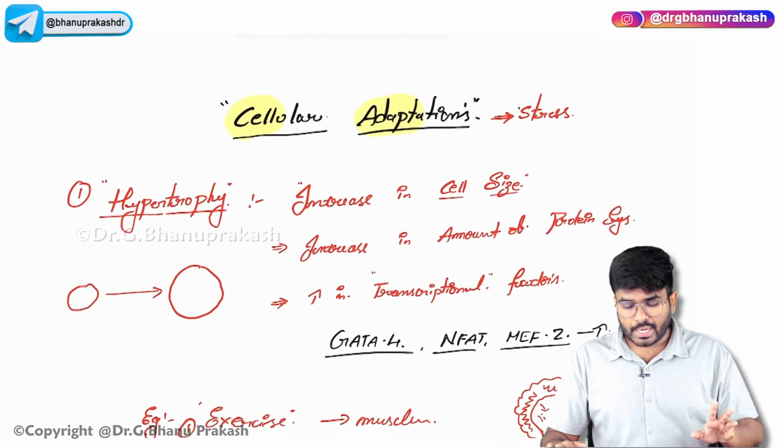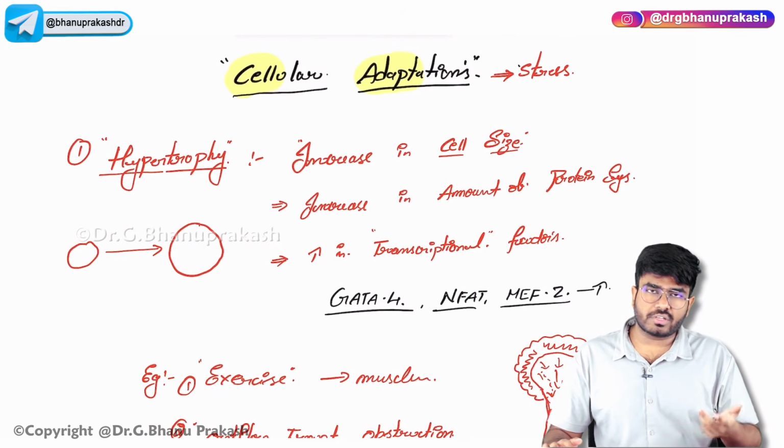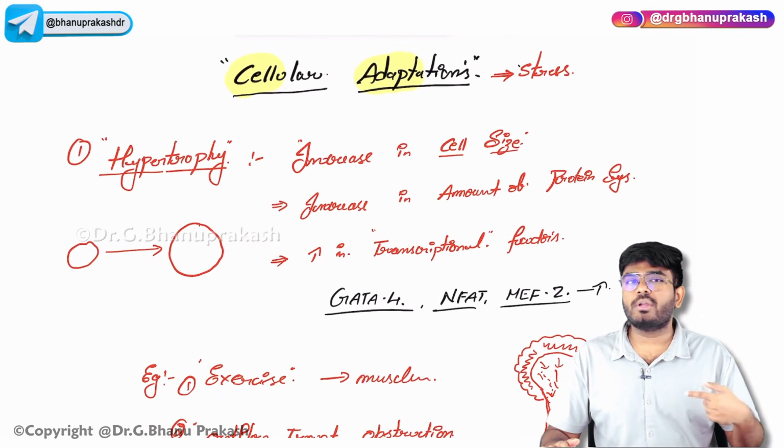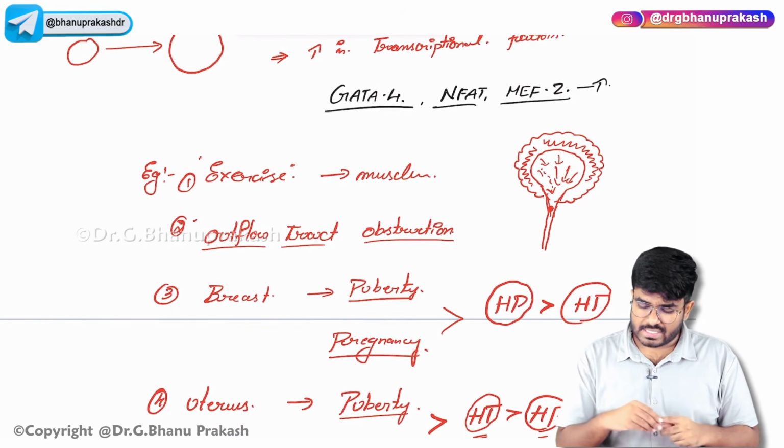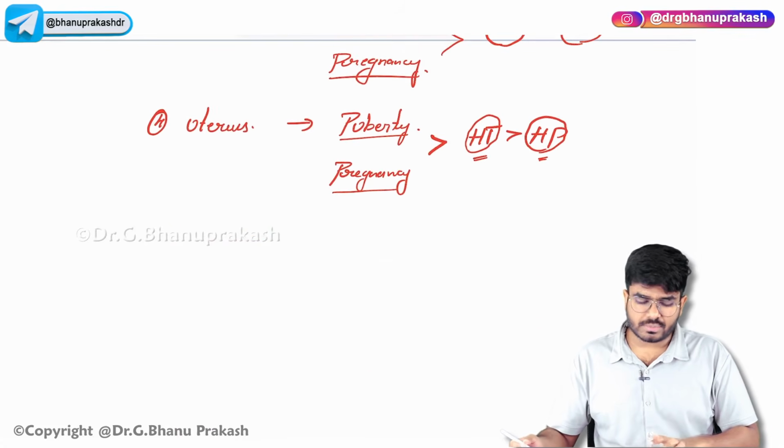Hypertrophy is because of an increase in the amount of protein synthesis. What happens to the transcription factors? They are going to be increased. Which transcription factors? GATA4, MEF2 as well as NFAT. These are the transcription factors.